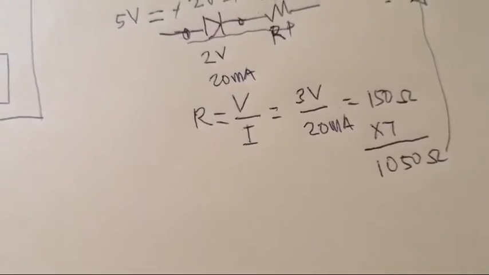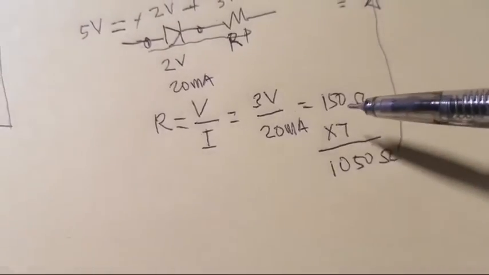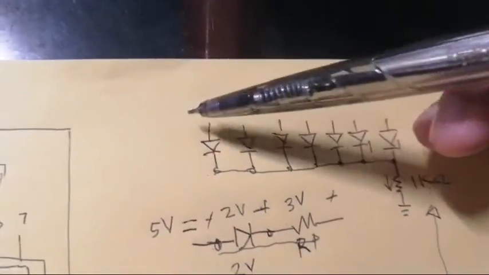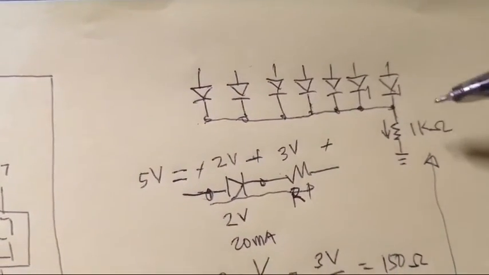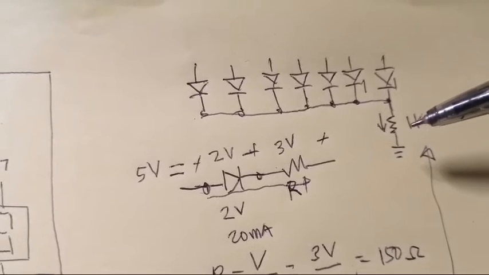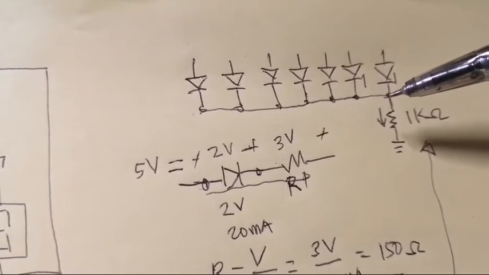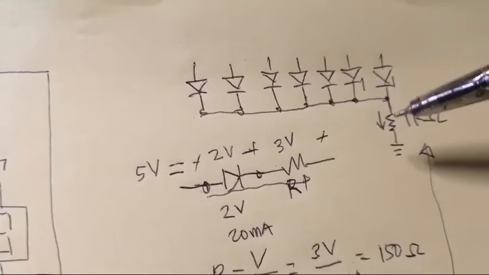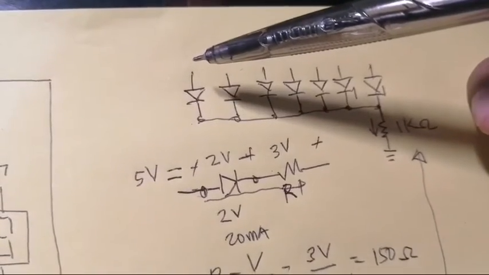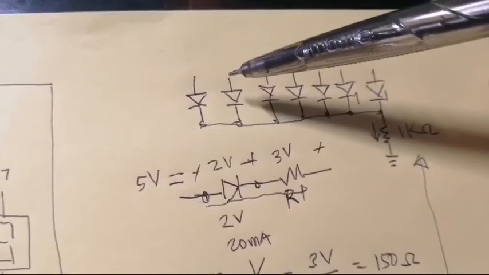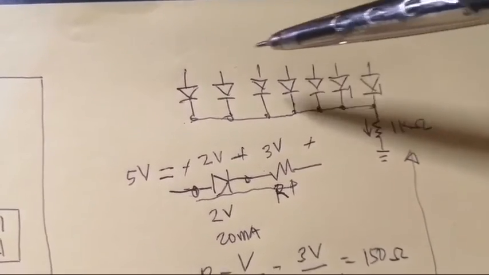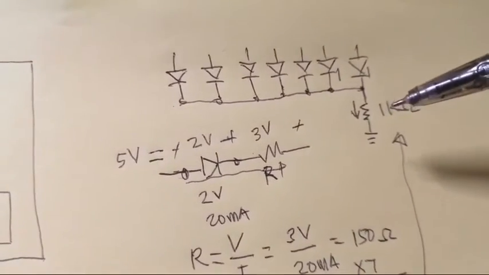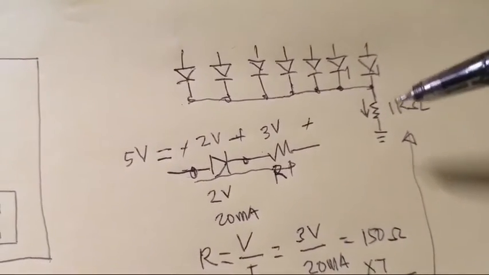Okay guys, actually you can also use 150 ohms as limiting resistors on each individual LED if you do not have a 1 kilo ohm. Then the common cathode will be connected directly to ground, and you have 150 ohms on each of the LEDs. But for simplicity, I choose to use 1 kilo ohm in this portion.